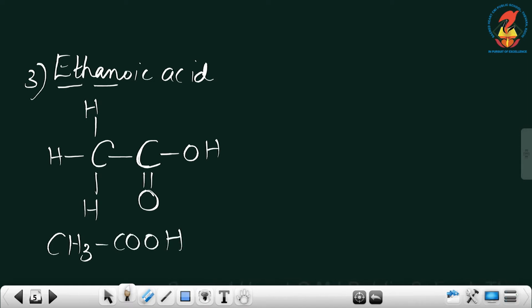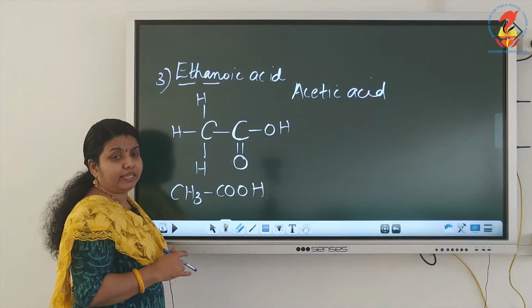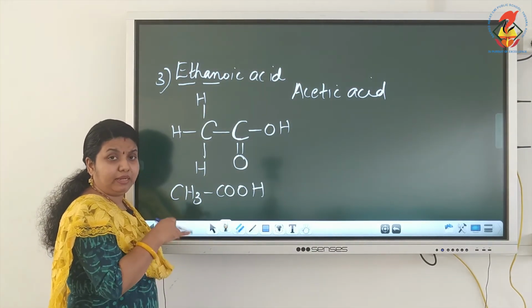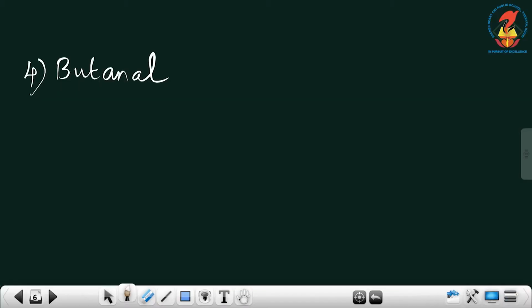CH3COOH. This is the condensed formula. CH3COOH is ethanoic acid, commonly known as acetic acid. Under weak acids you have learned this CH3COOH. Then I told you that we will be learning this in the 4th chapter.